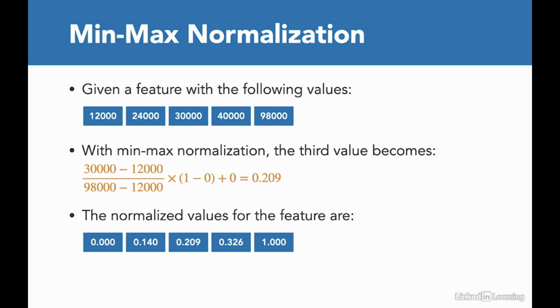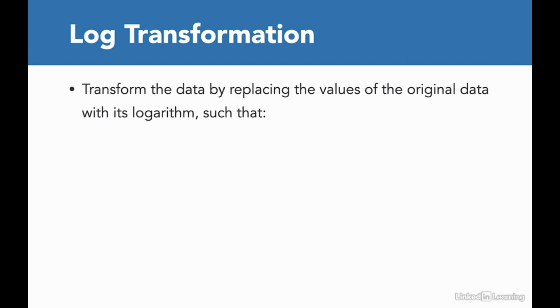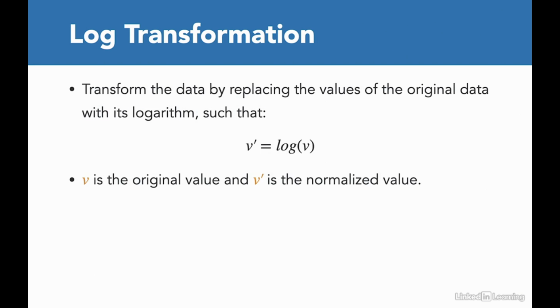Z-score and min-max normalization are usually suitable when there are no significant outliers in our data. If there are outliers in our data, a more suitable approach is log transformation. With log transformation, we replace the values of the original data with its logarithm, as shown here, where v is the original value for the feature and v prime is the normalized value. The logarithm used for log transform can be the natural logarithm, log base 10, or log base 2. This is generally not critical.